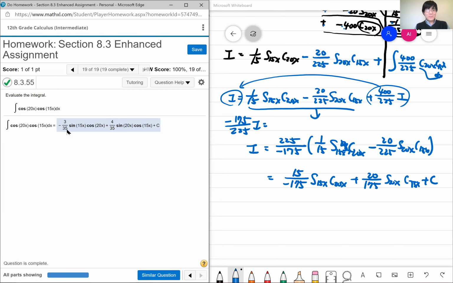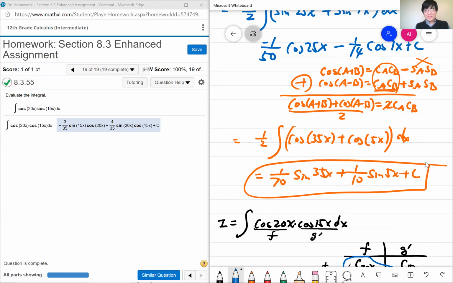Okay, so Pearson accept this answer, but I recommend you to just be able to apply the sum to product formula, because that's much easier to do, as you see here.